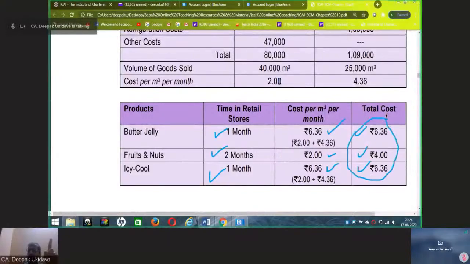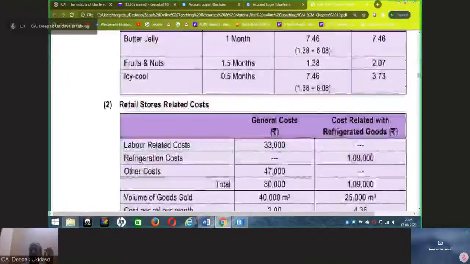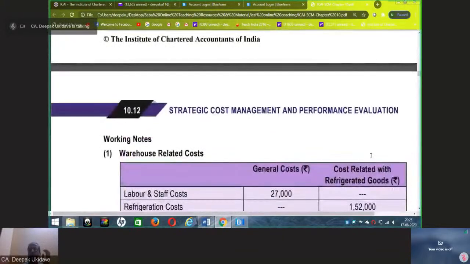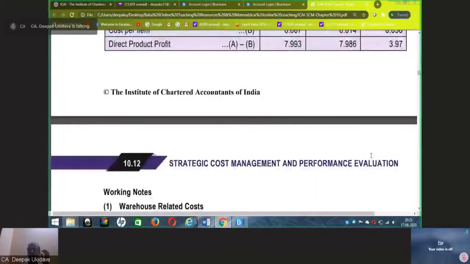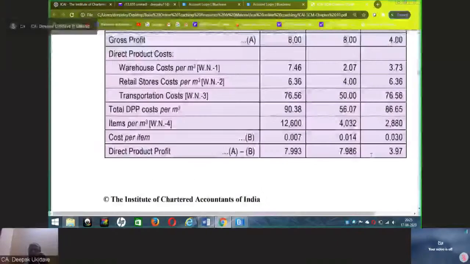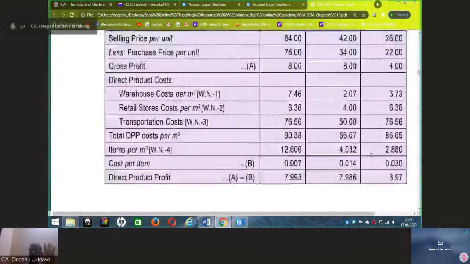So go back to the original table and replace them. Replace these figures over there in the cell. So go back, 6.36, 4 and 6.36. Here it is, 6.36, 4 and 6.36. You can see this. This is the breakup, retail store cost per metric cube, from working note 2.